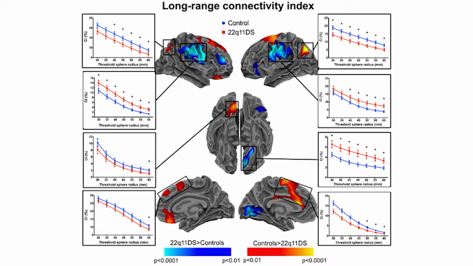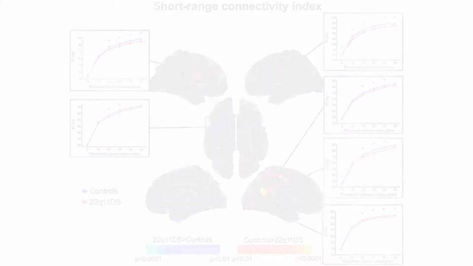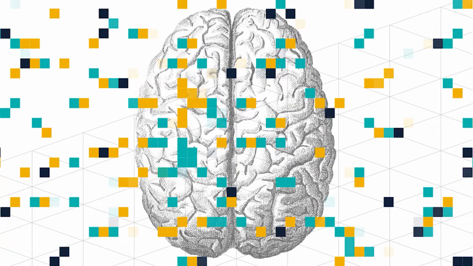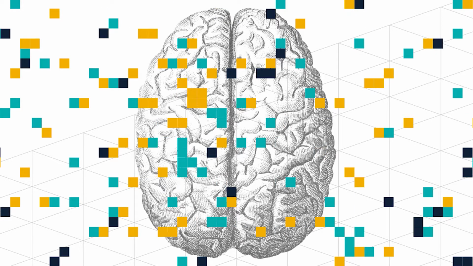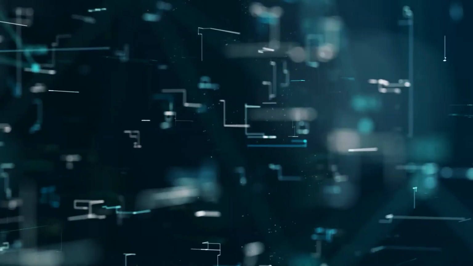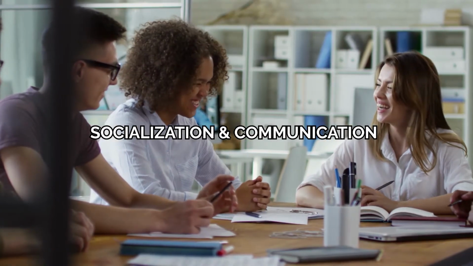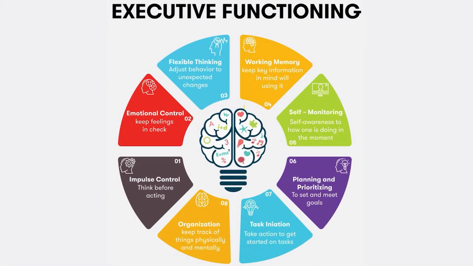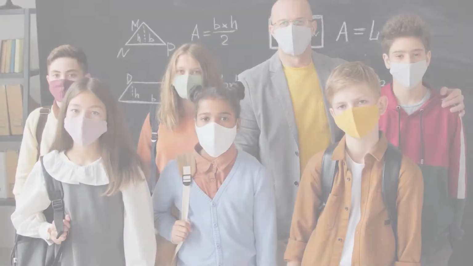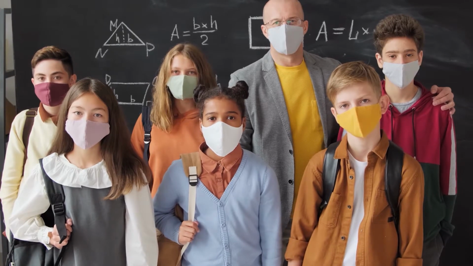Particularly, it suggests that there is some long-range underconnectivity in the communication of the brain regions, as well as short-range overconnectivity. So in other words, there are fewer long-range connections and more short-range connections. What that means is these long-range connections are really involved in information and sensory processing and integration, attention, socialization and communication. They're also very involved in executive functioning, and so those are implicated in some of the challenges that these kids have in these areas.